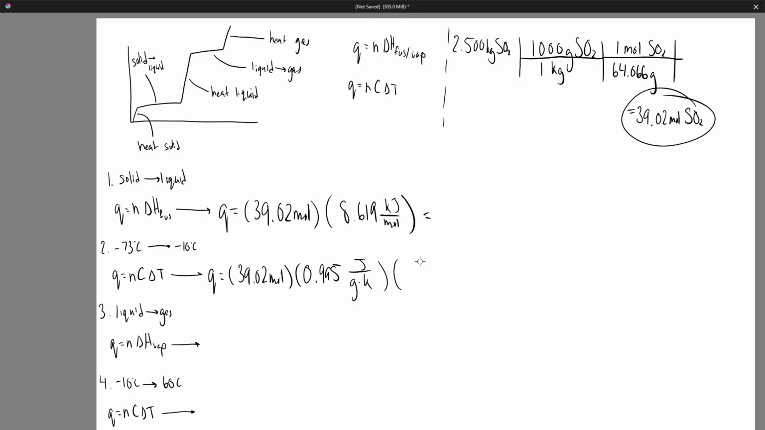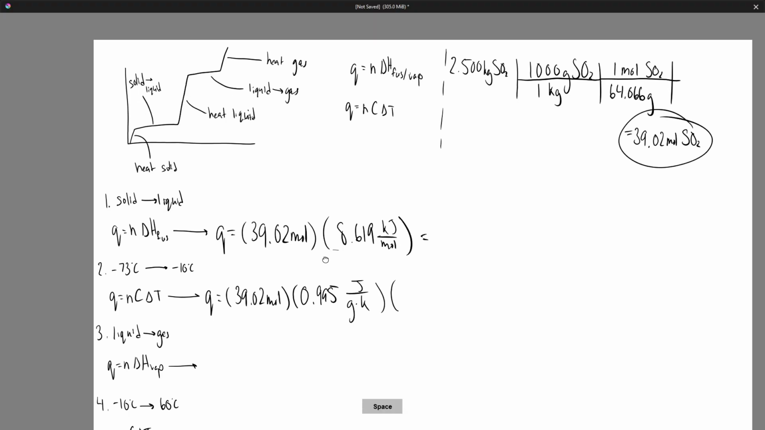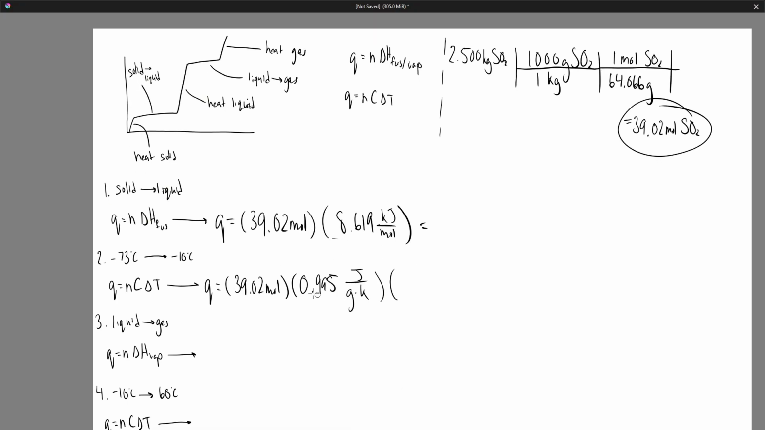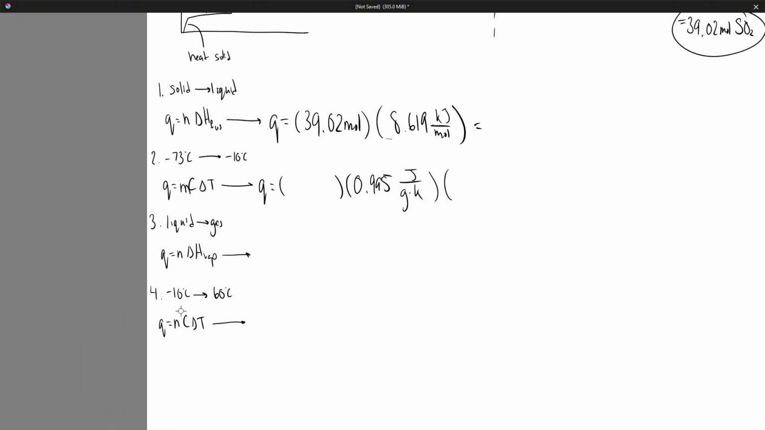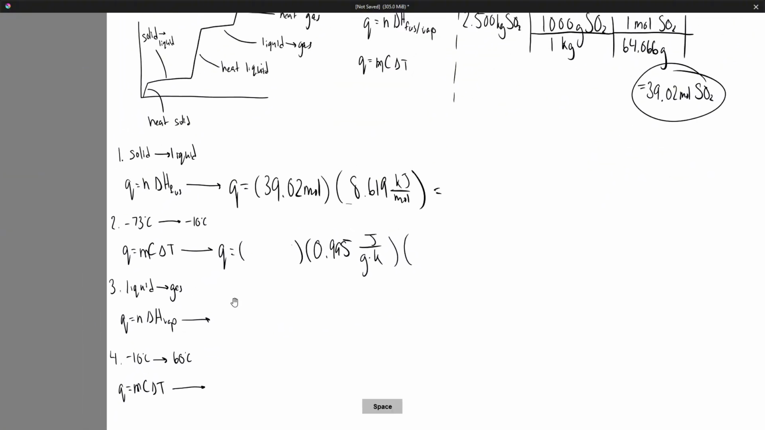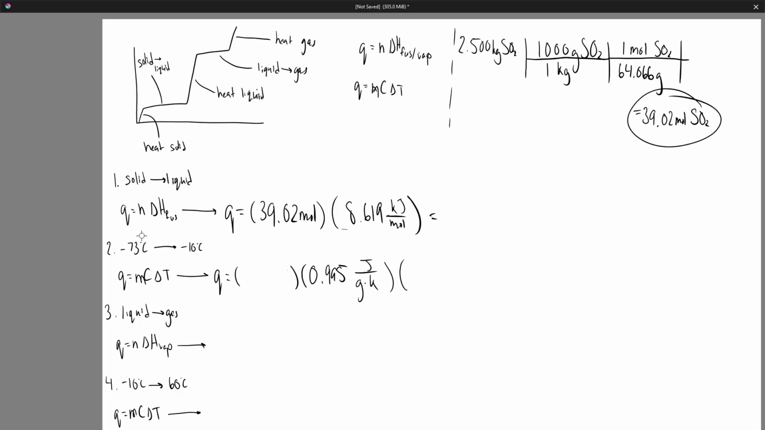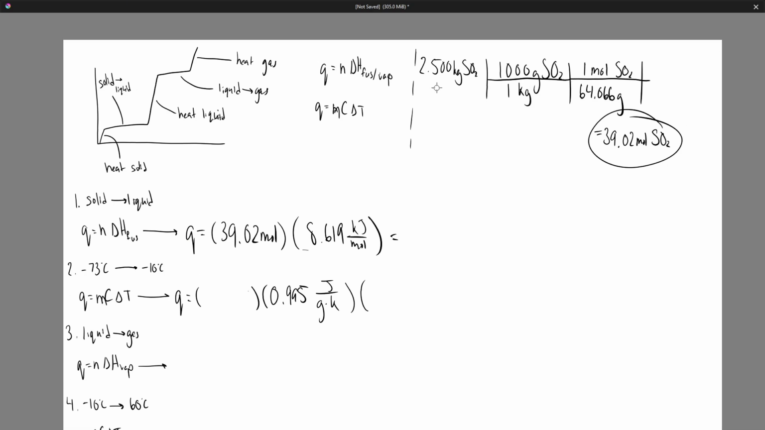Oh, I just realized I made a mistake. Since the units here are grams, we're not supposed to use moles. We're supposed to keep it as grams. So forget what I said about the equation being N. It's actually M. Sorry about that. I'll change it for all these. So only for the phase changes is it N. But when we're heating it up, it's M.